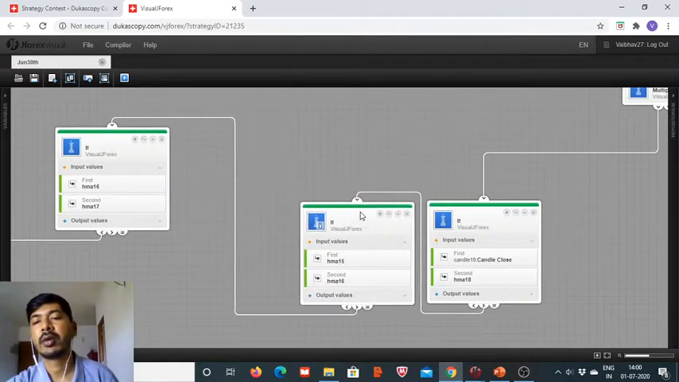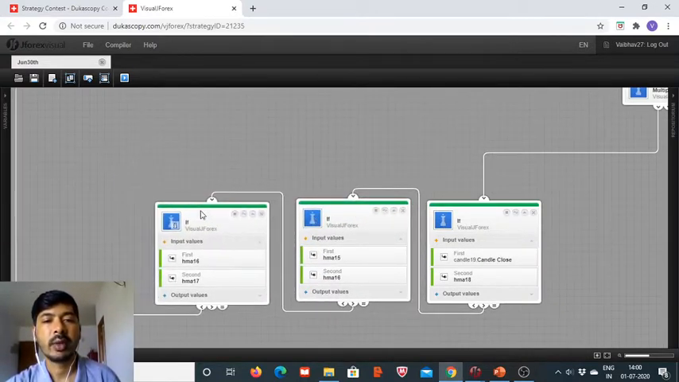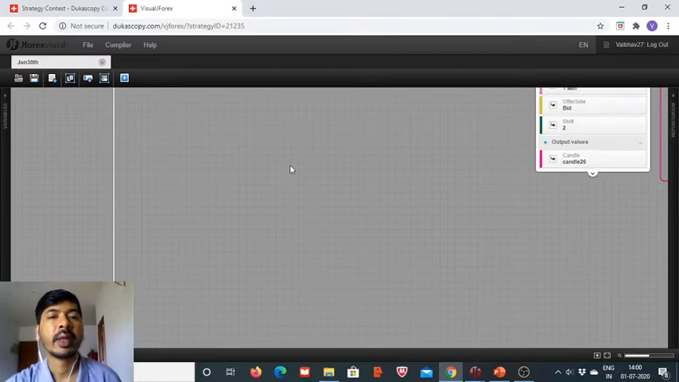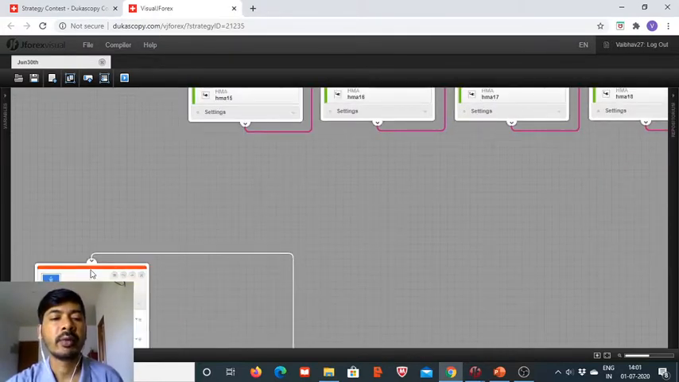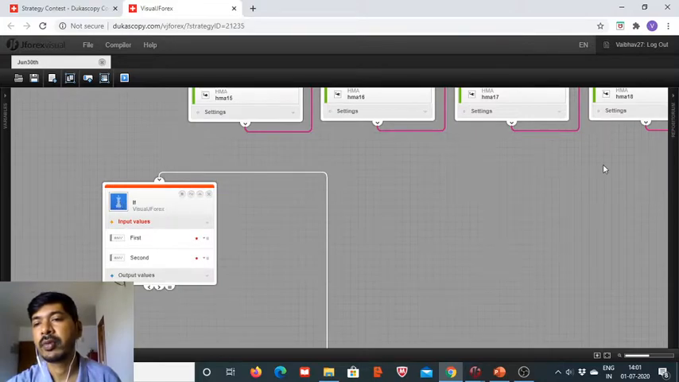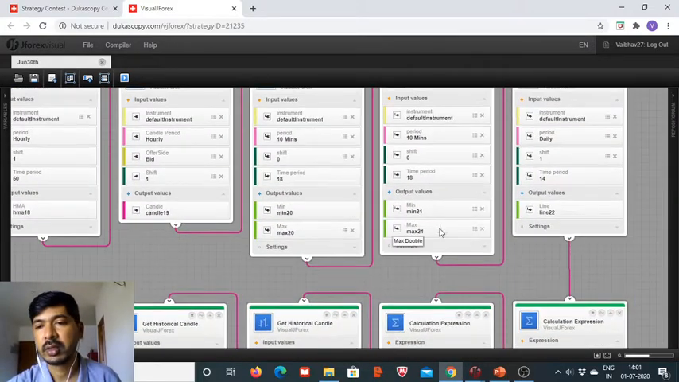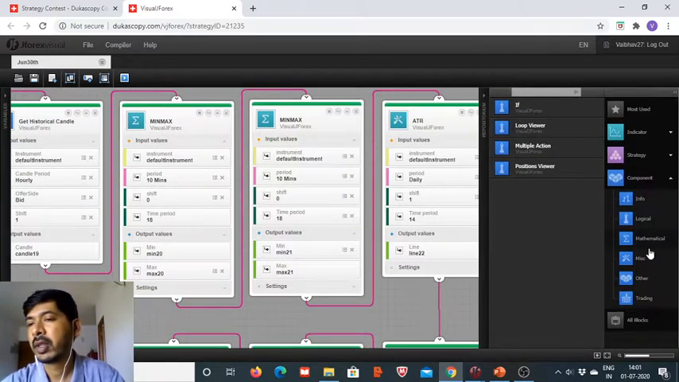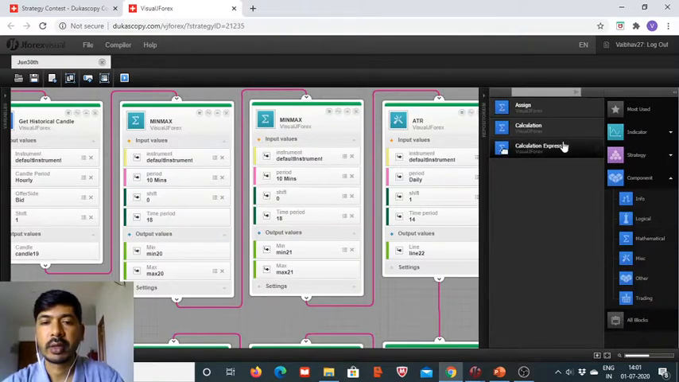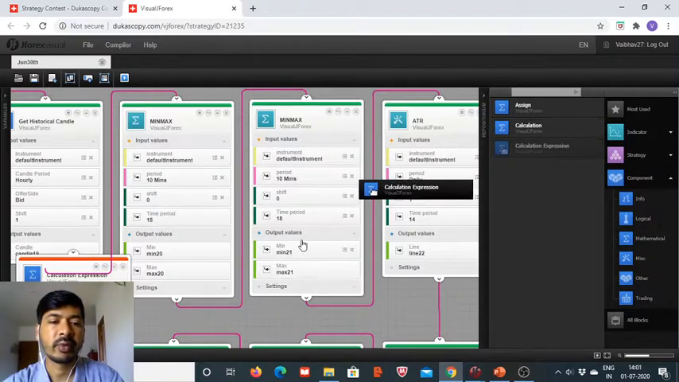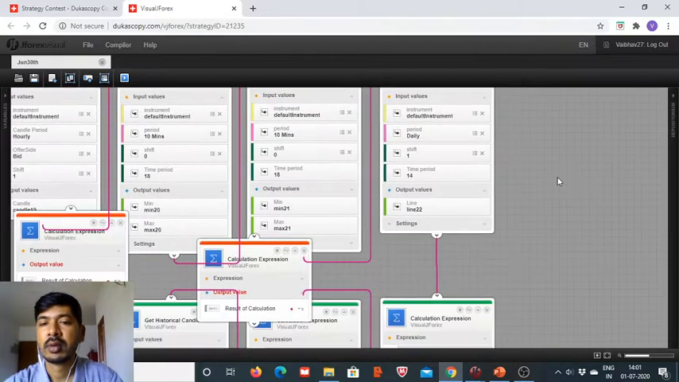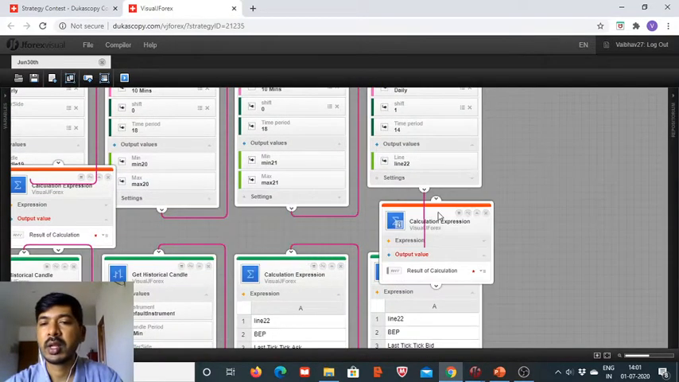So here we have HMA blocks in place. Now we have to ensure that the required volatility is there, and for that we are going to need to do the calculation, and for that we have to get mathematical components, calculation expression. Here it is. We will also need to compare the difference to the certain percentage of the daily ATR.